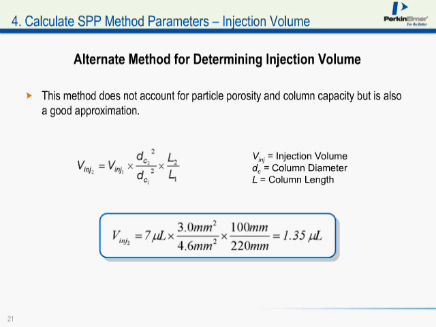There's also an alternative way to calculate this, assuming that they're both fully porous particles, and you could just use the column diameter and the column length to estimate the new injection volume, and you get a pretty similar number, 1.35 microliters. And the reason I mention this alternative calculation is because we have a calculator that's based on fully porous particles that you can use to simplify this process.